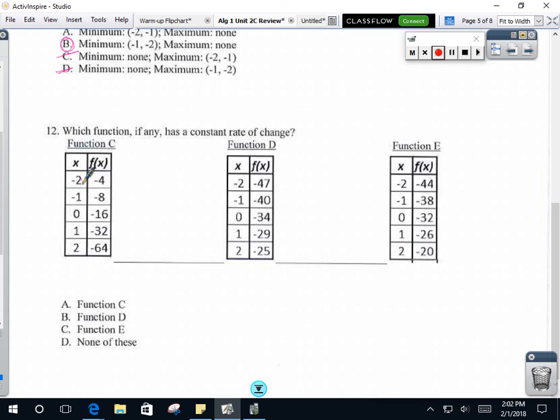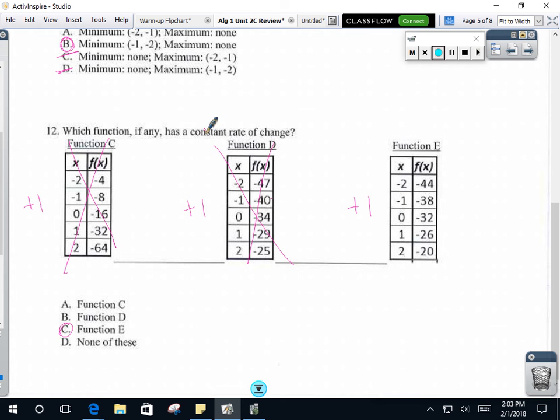Okay, well look, all of the x's are the same, so don't even pay attention to those. They all increase by 1 every time for all three functions. For this one, you're going down 4, down 8, down 16, down 32, so that's not a constant rate of change. For this one, you're going up 7, but then up 6. And then up 5. So that's not a constant rate of change. For this one, you're going up 6, up 6, up 6, up 6. So function E is a constant rate of change.